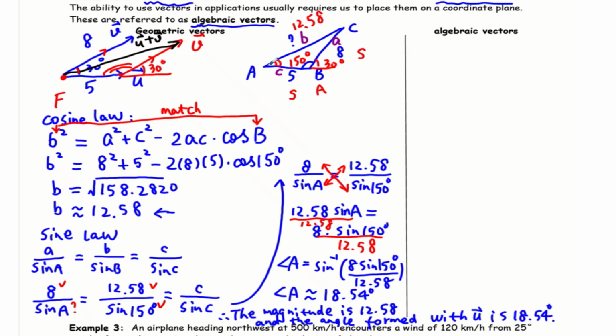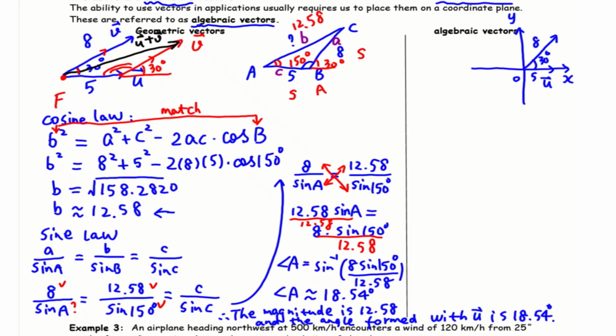And now we want to use the algebraic vectors. Algebraic vectors means we are going to put it into the xy coordinates. So this is 0, this is x, this is y. Then for simplification, we are going to put u on the x-axis. So this is 5. And v is 8. And this is 30 degrees.